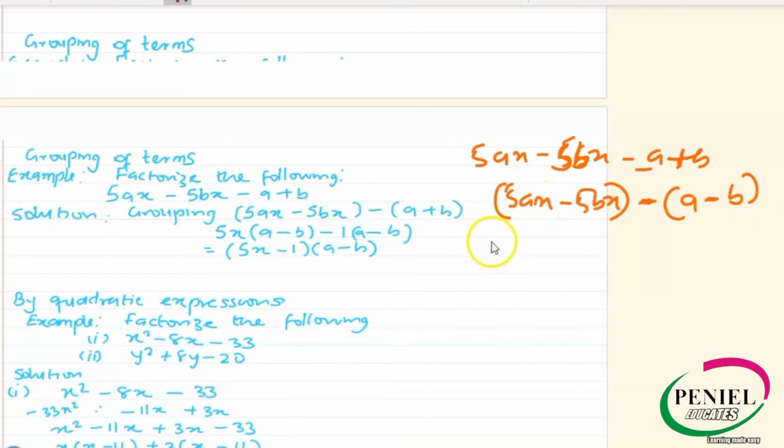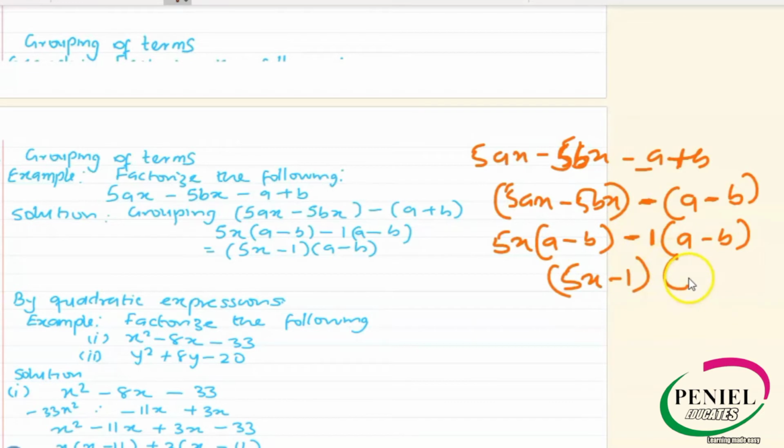Then we can take 5x out of the first group. Then this one will remain a, then minus b. Then we have a minus 1 times a minus b. So we look at it together: 5x minus 1, into the bracket a minus b. If you simplify this, it's going to give you this particular expression. All right, so that is how that one is.